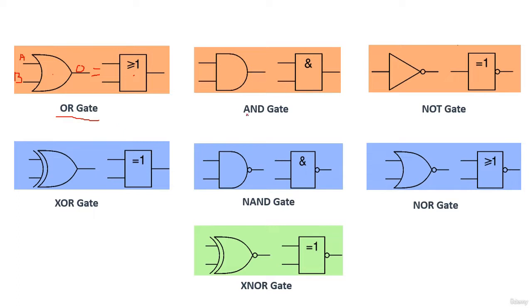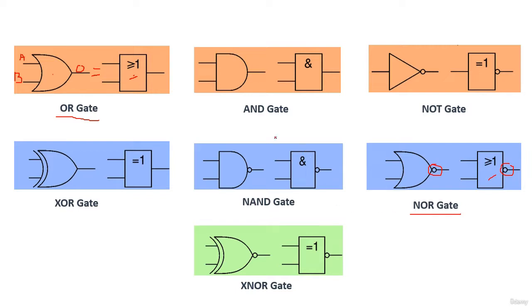Here we have the AND gate. Or let's see first the NOR gate. We have the OR gate and here the NOR gate. The NOR gate always has this small circle. Here also it has this circle. So this and this are the same symbol, but for the NOR gate we add this small circle.